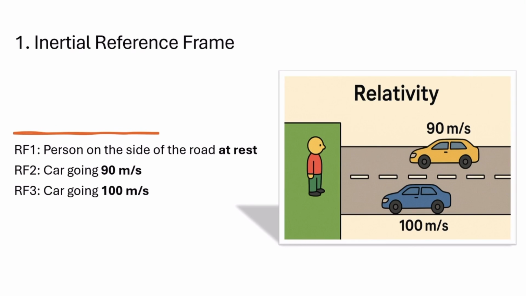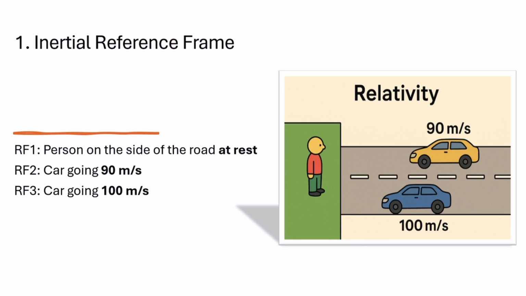So the first part to understanding relativity is the inertial reference frame. And here we have 3 reference frames. So a person standing on the side of the road, one car moving at 90 meters per second, and the other car moving at 100 meters per second. Each of them experiences motion differently depending on their frame of reference. So, I'll give an example.